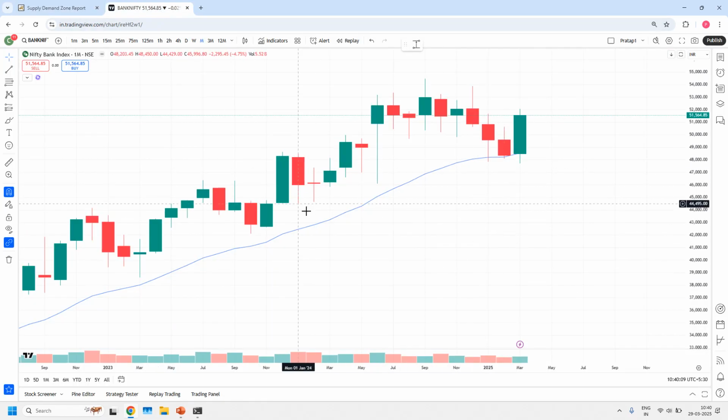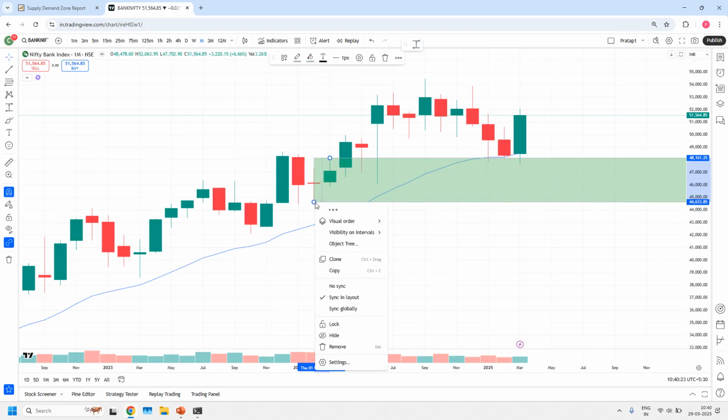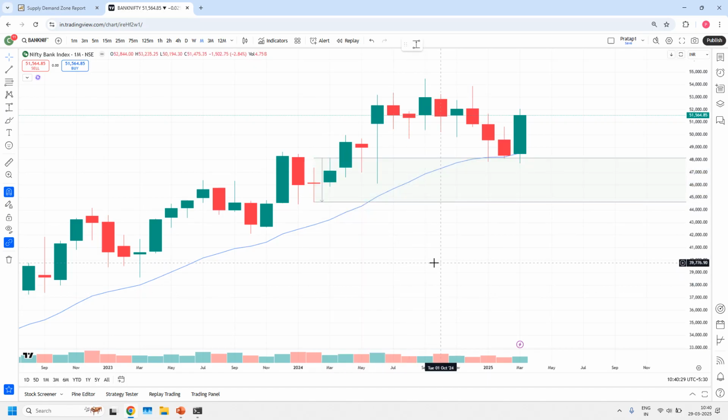So this is a monthly chart. Here you see 1st January 2024, this is a drop candle. You have 2 base candles and then you have a rally candle. So here I am drawing the zone. This is the monthly demand zone.